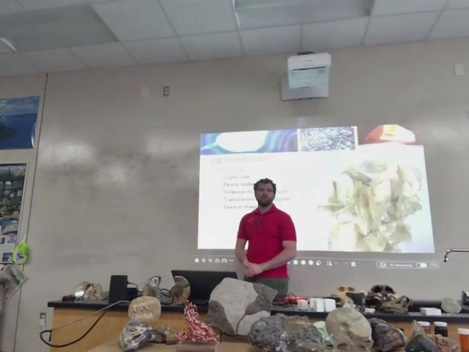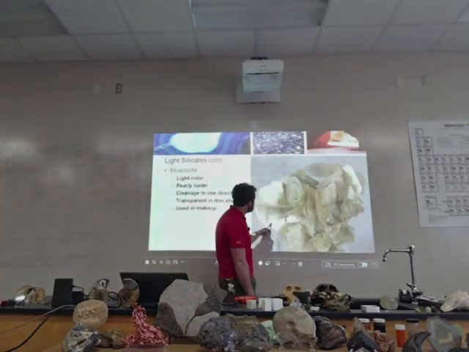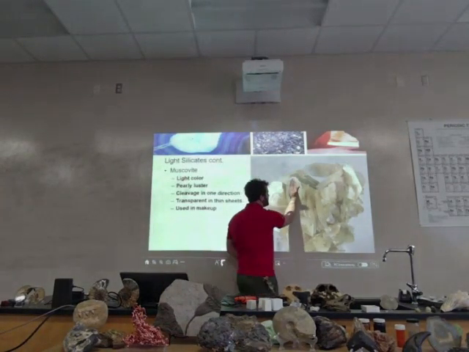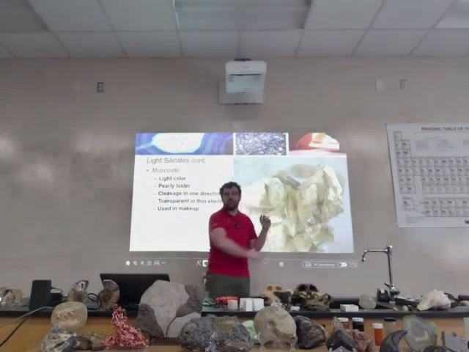Muscovite. Muscovite has one plane of cleavage. It breaks off in sheets. What you're seeing is a crystal of muscovite. That's a crystal, that's a crystal, that's a crystal. But they're very thin sheets that break off of each other. That is one plane of cleavage.